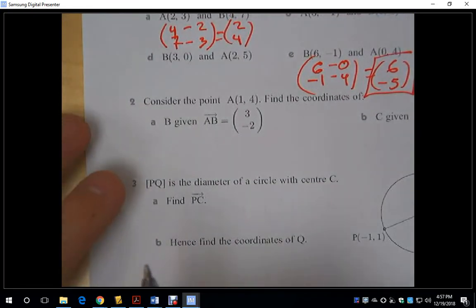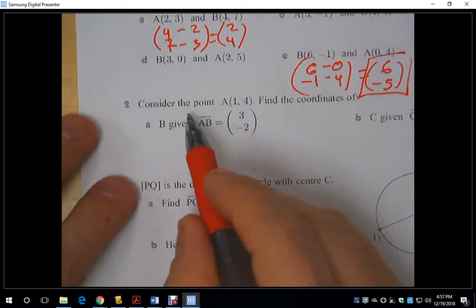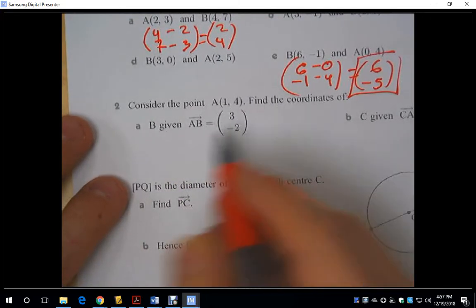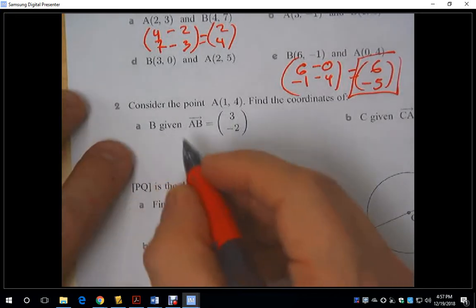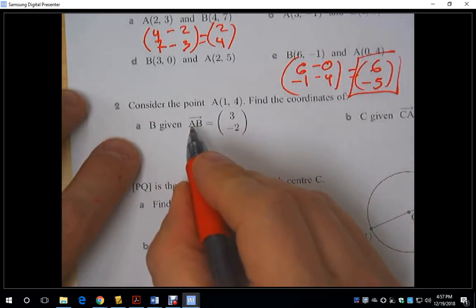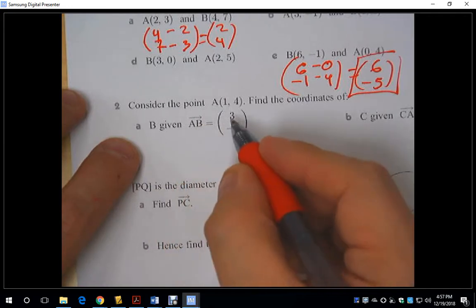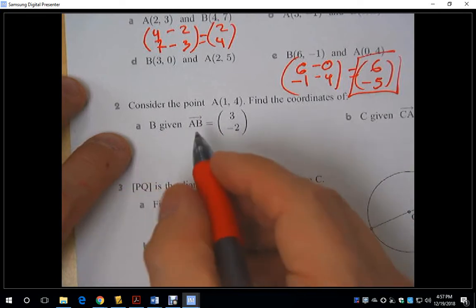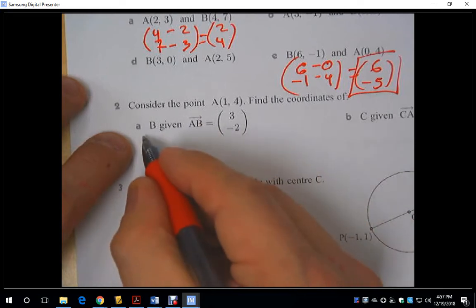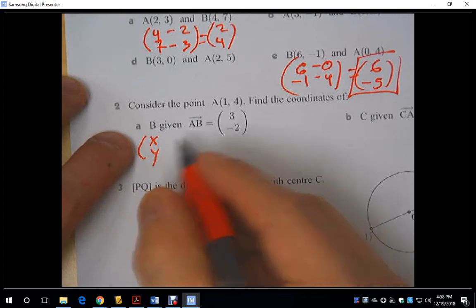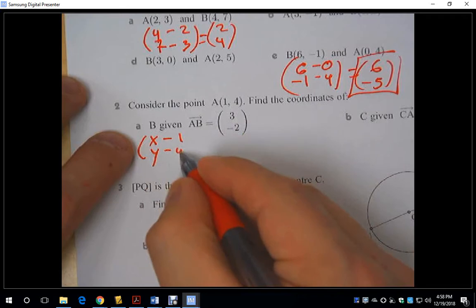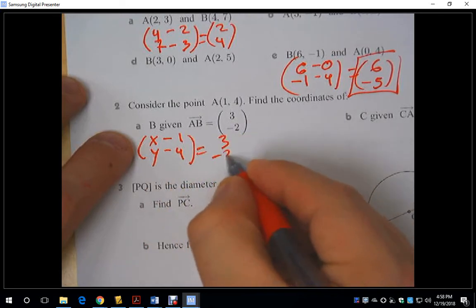All right, moving on, let's look at number 2. I'm going to do it in 2 different ways. It says here, consider the point A. We have point A at (1, 4), and I want to find the coordinates of B. I already have this vector from A to B, and that vector is (3, -2). So I know that head minus tail, the head of the vector is B, so I have some (x, y) value, and I'm going to subtract our point A, which is (1, 4), and that should equal (3, -2).